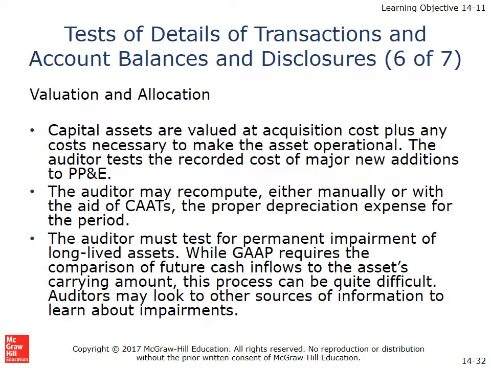They have to test the recorded costs of major new additions. The auditor may recompute manually or with the aid of CAATs the proper depreciation expense. And they must test for permanent impairment of long-lived assets. While GAAP requires the comparison of future cash inflows to the asset's carrying amount, this is where it becomes difficult. So the auditor may look to other sources of information to learn about impairments, because it's all prediction, right?